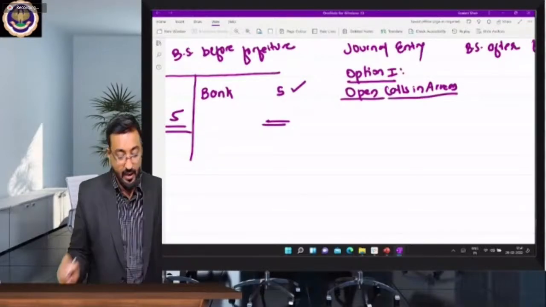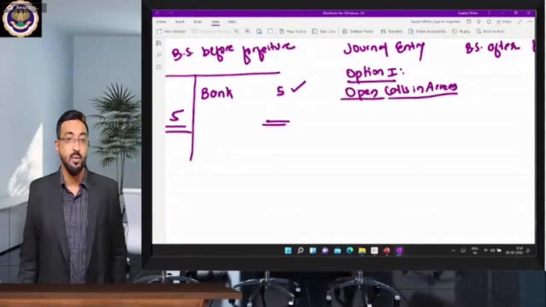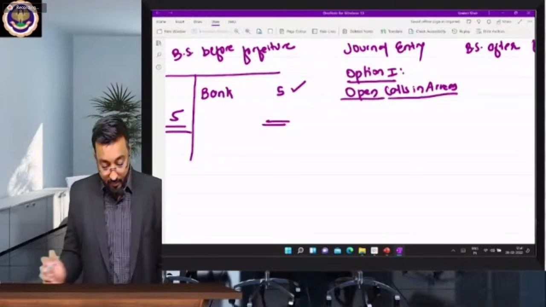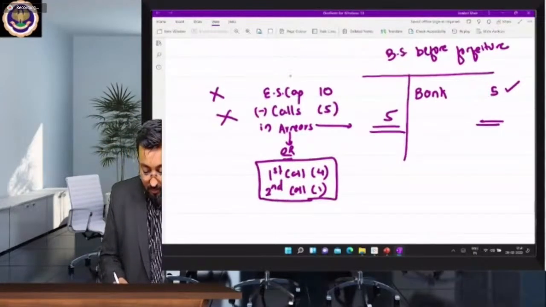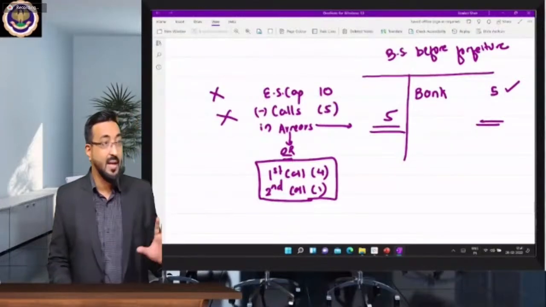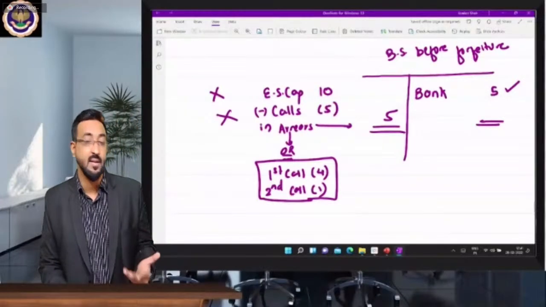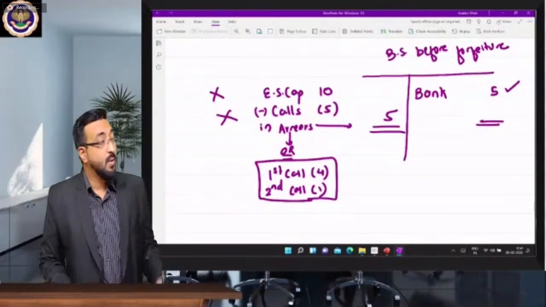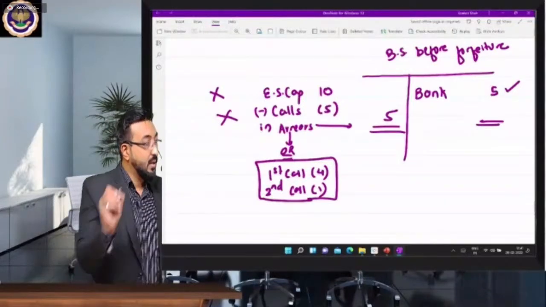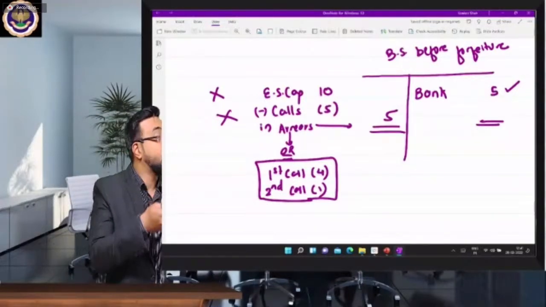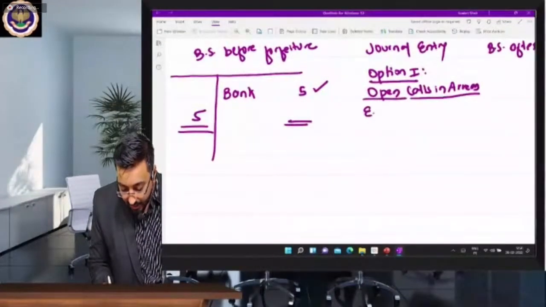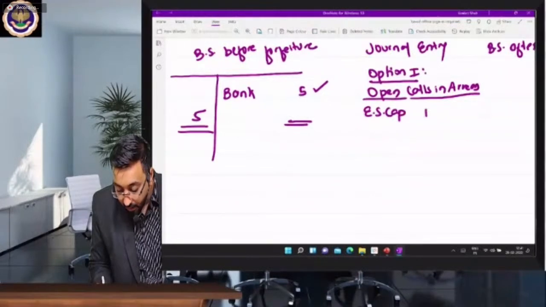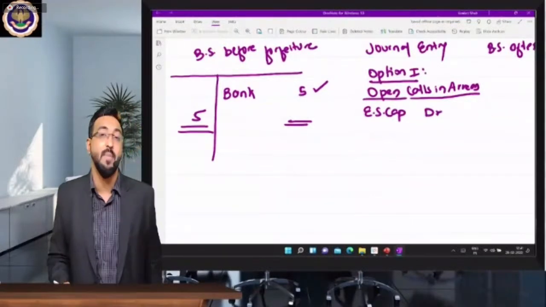Open calls in arrears. And in that case, what is the entry? See, now equity share capital has a credit balance. Yes, normally it has a credit balance. Capital means it has a credit balance. So if you want to cancel it, how to cancel it? By scratching it or by giving an opposite effect? Opposite effect. So equity share capital account debit.